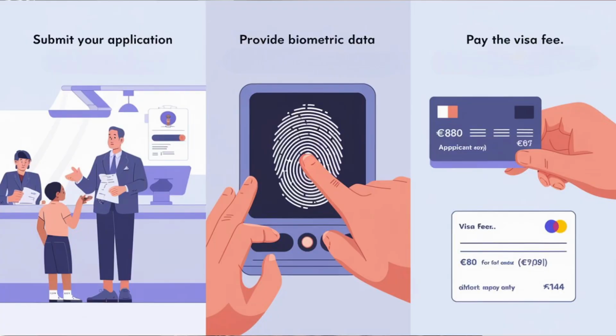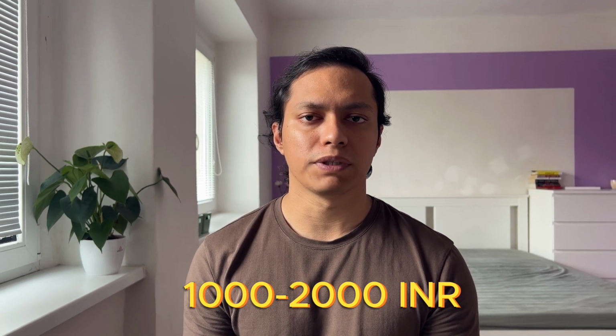Now, on the day of your appointment, visit VFS Global Center and submit all the documents. At the appointment, you will need to submit your application. Provide the biometric data, that's the fingerprints and the photo. Pay the visa fee, which is 80 euro for adults or about 7,000 rupees and 40 euros for children between 6 to 12 years old. Don't forget, there is an additional service fee of 1,000 to 2,000 rupees at VFS Global Center.